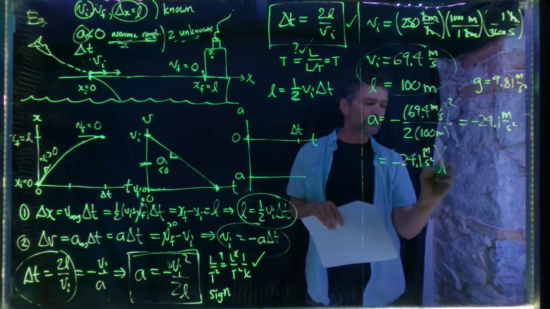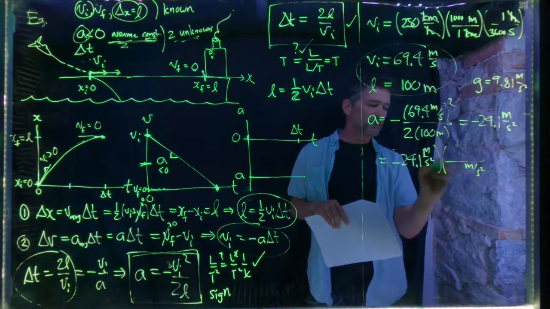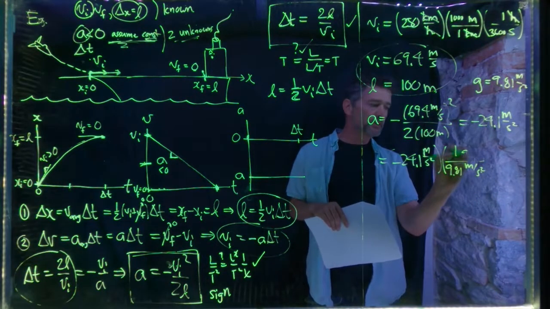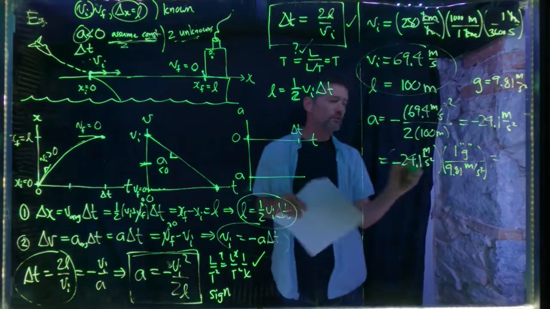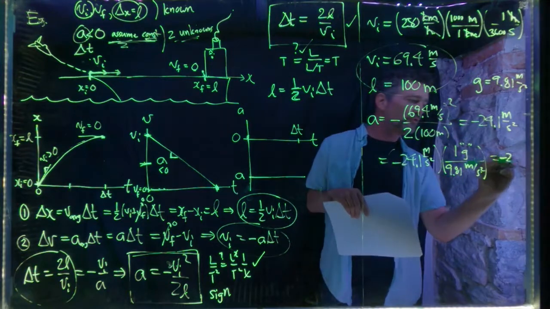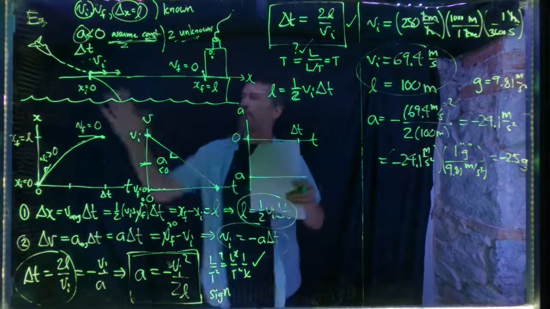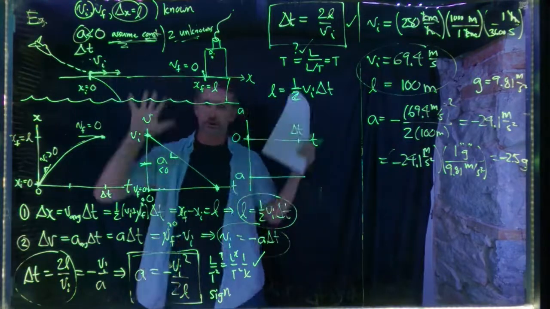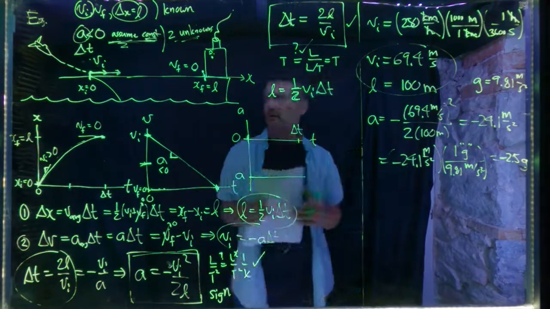I want to eliminate meters per second squared, so I put that in the denominator. I know that 9.81 meters per second squared is 1 g. So you go 24 over 9, and you get about negative 2.5 g's. When people talk about acceleration and deceleration in race cars and airplanes and so on, it's measured in g's. So this is about 2.5 g's, and that's okay.